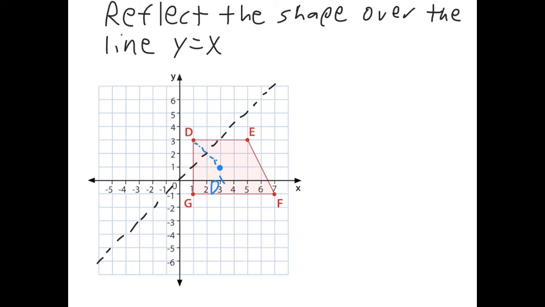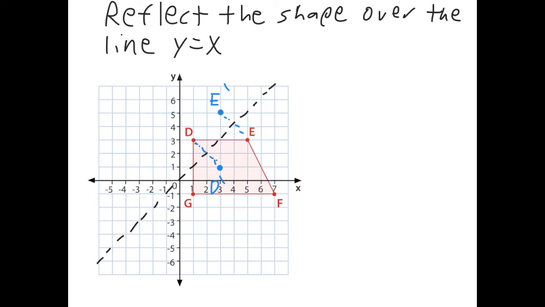Same thing over here with E, except we'll go up 1 over 1 and hit the point. So we do the same thing on the other side. And that will give us our point, E prime.